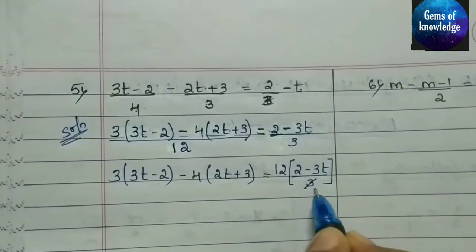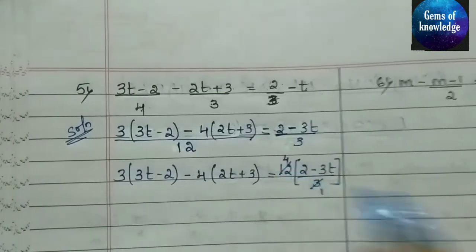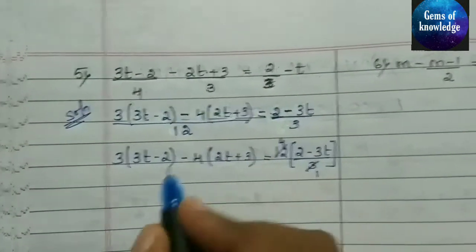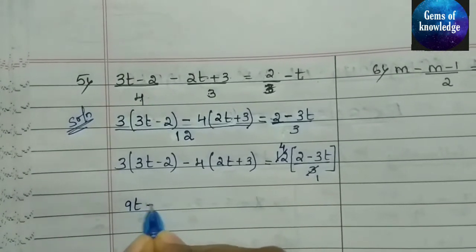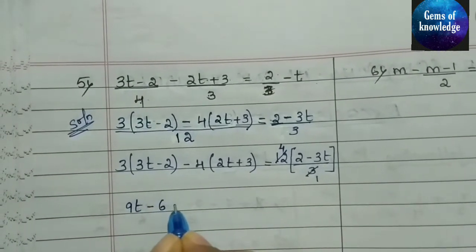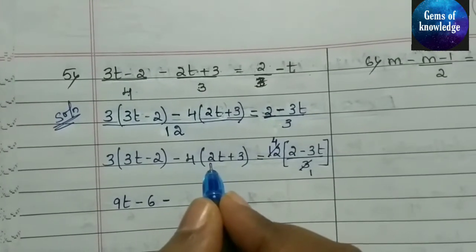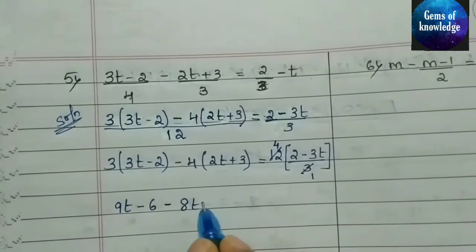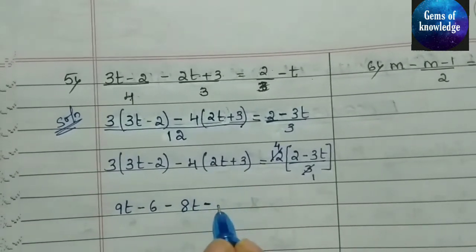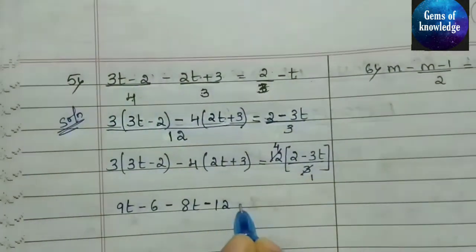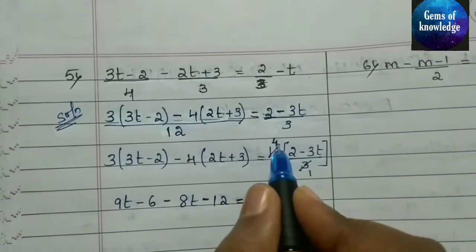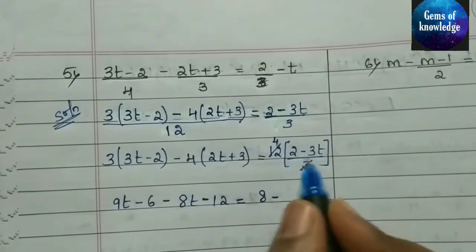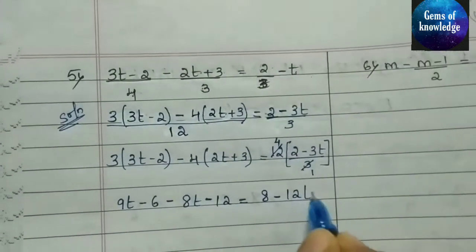So here we can cancel this. 3 ones are 3, 3 fours are 12. Now here we will get 3 threes are 9. So 9t minus 3 twos are 6 minus 4 into 2t, that will become 8t, and minus 4 into 3, minus 4 threes are 12, which is equal to, here we are left with 4 now, 4 twos are 8 minus 4 threes are 12 by t.